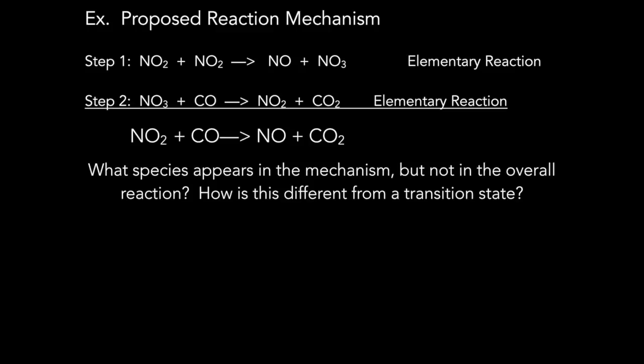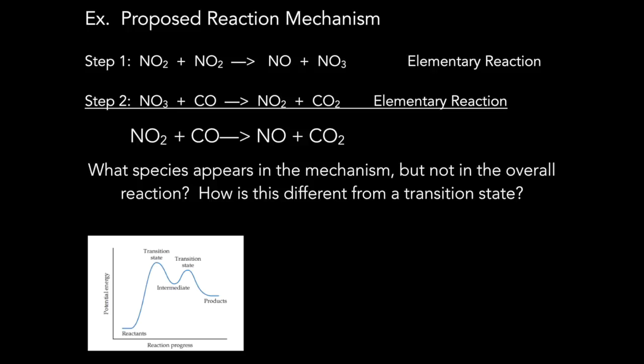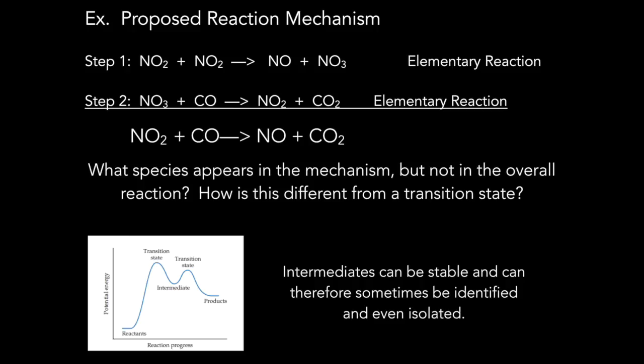Well, the species that appear in the mechanism, but not in the overall reaction, as you can see from this example, one example would be nitrogen trioxide, because it's not in the reactants, it's not in the products, but it shows up in the mechanism. And that is called your intermediate. Now, your intermediate is different from your transition state. Notice your transition state exists at the peak of your potential energy curve. And your intermediate is different from your transition state because an intermediate is stable and you therefore can actually identify it and isolate it, while transition states are not stable and you are unable to isolate them.